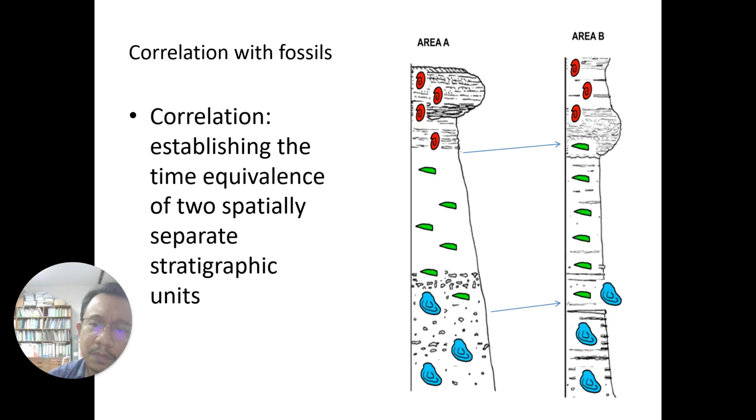And in some cases, fossils can be facies independent. They do not follow the type of the rock. For example, this fossil here, in this case, is found in a sandstone. But if you trace it to another area, it is found in the mudstone, but we know that it is the same age because this fossil is only found during a certain time period.